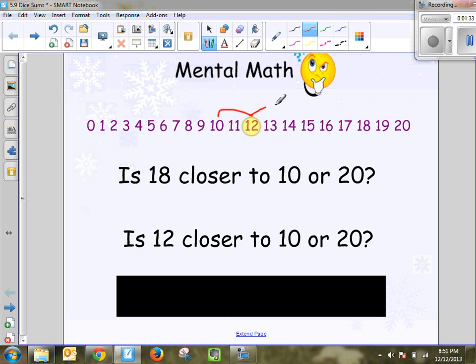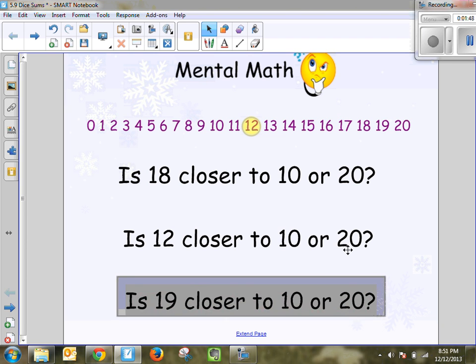So here's 10. We draw a line over to 20. So think about which line is shorter. That's where it would be closer, because it's going to take a lot less of a line to get to the closer number. So with that number 12, it's actually closer to 10. Last one before we get started with today's lesson.